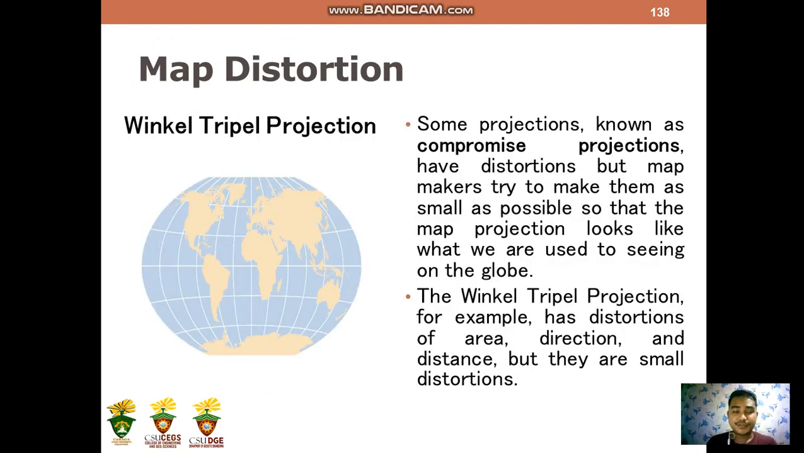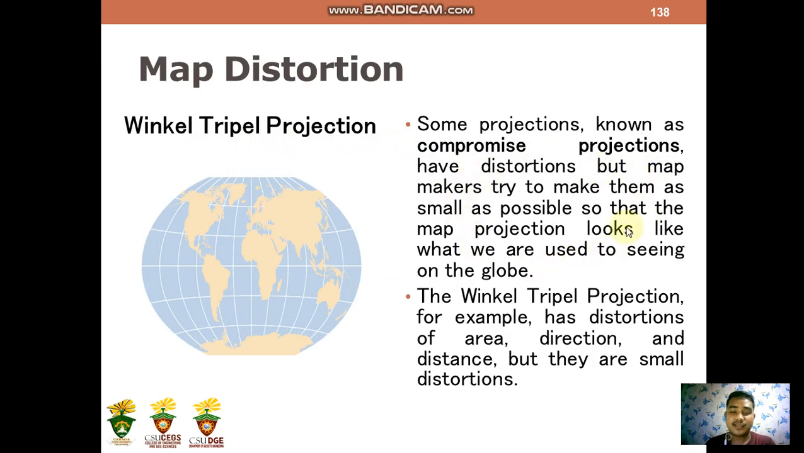Alright, so we also have this Winkel tripel projection. Some projections are known as compromise projections. The Winkel tripel projection is also a compromise projection. It has distortion, but the mapmakers try to make it as small as possible so that the map projection looks like what we are used to seeing on the globe. So the Winkel tripel projection is called a compromise projection.